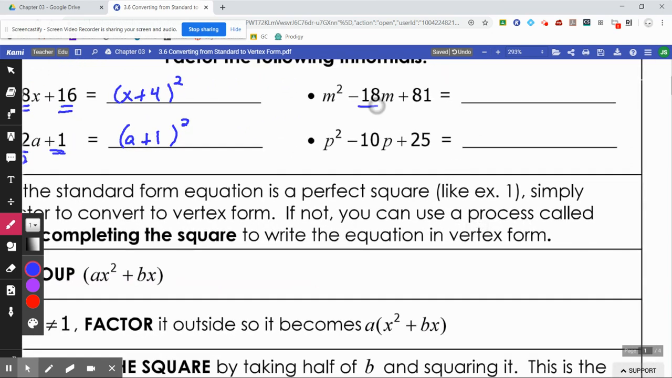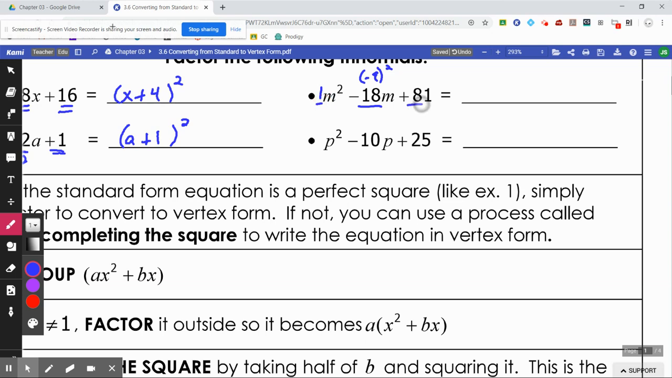Half of negative 18 is negative 9. When you square it, it gives you 81, which is 1 times 81. It does check out. So instead of writing it twice, we can just write it once because we know it's going to be a perfect square. Multiplies to give you m squared: an m times an m. Adds to give you negative 18. Multiplies to give you a positive 81: a negative 9 and a negative 9.